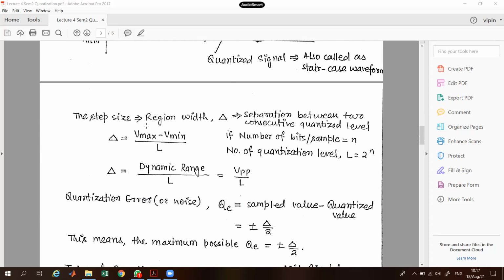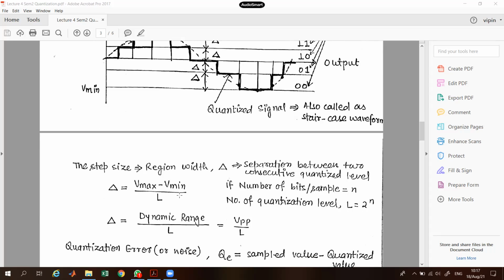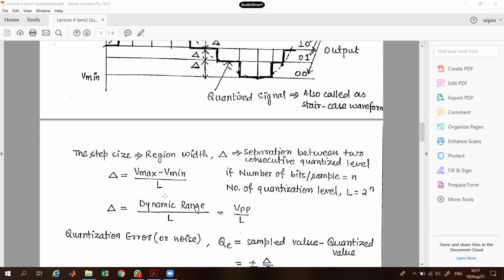Now, how to get the value of step size? Step size, or the region width delta, is basically the separation between two consecutive quantized levels. So it is the difference between these two levels. Delta is equal to V max minus V minimum divided by L, where L is your number of quantization levels.